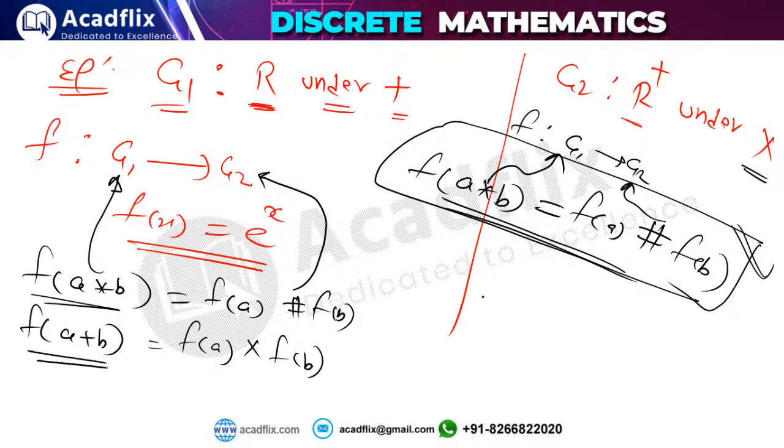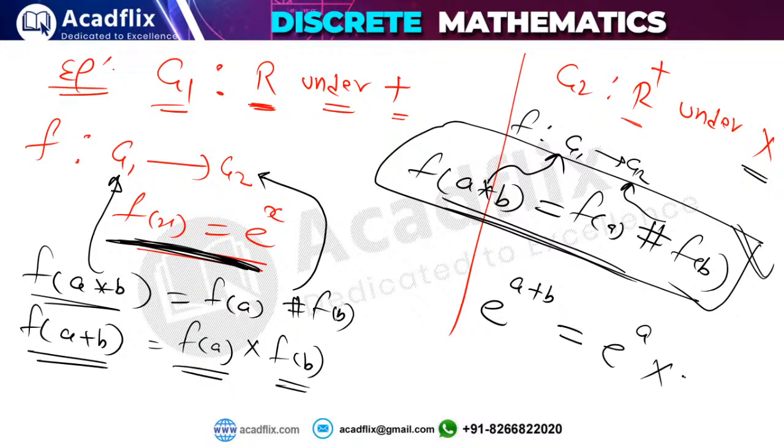What is f(a plus b)? From here you can find what f(a plus b) is. See, f(x) is equal to e power x. So what will be f(a plus b)? This will be equal to e power (a plus b). And what is f(a)? f(a) is e power a. What is f(b)? f(b) is equal to e power b.